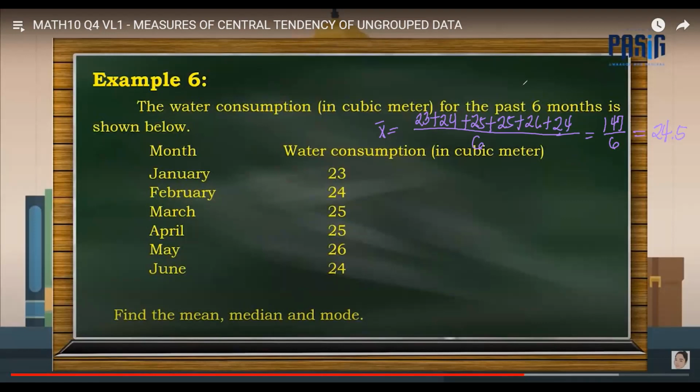24.5. Ulitin natin, no? Gamit tayo ng mas malinaw na ballpen. We have 24.5 as our mean. Okay? So that is the average use of water or consumption of water. Okay, next, how about for the median?